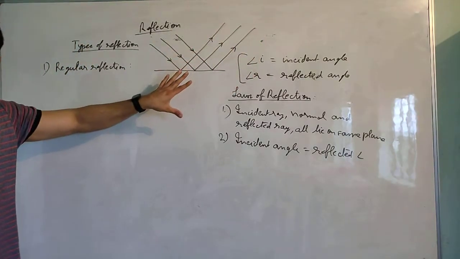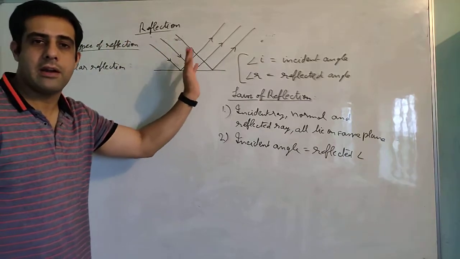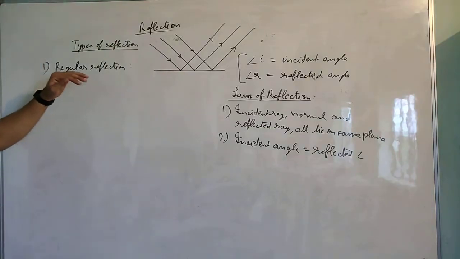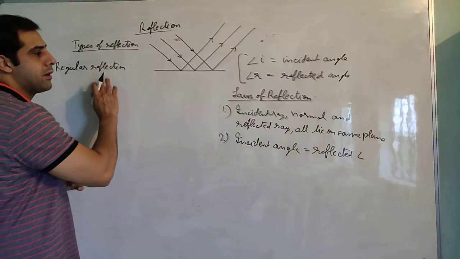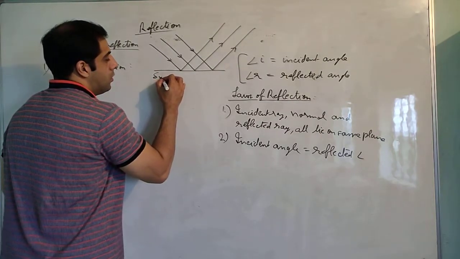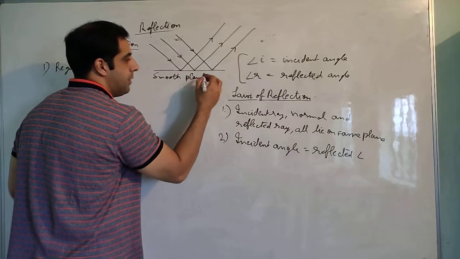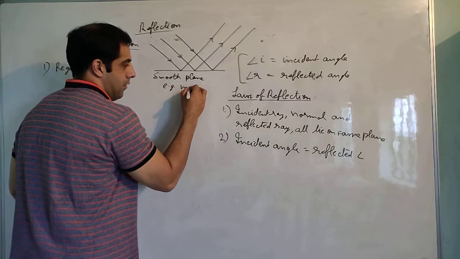So such kind of reflection in which incident rays are parallel to each other and reflected rays are also parallel to each other, such reflection is called regular reflection. This reflection is possible only on a smooth plane like a mirror.